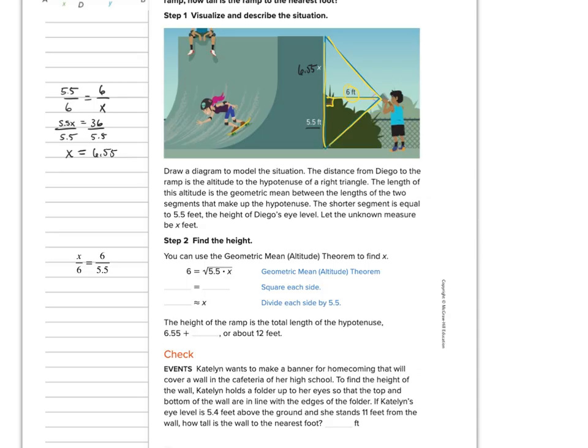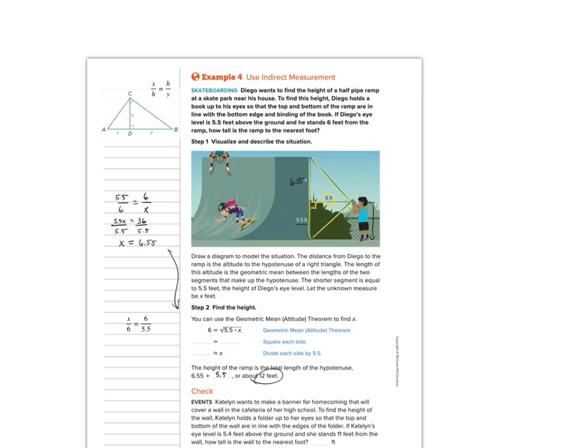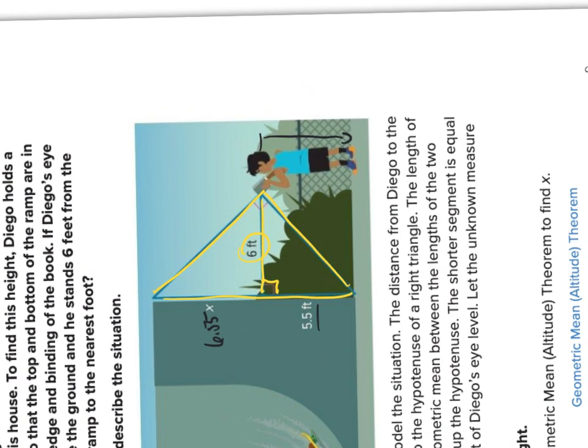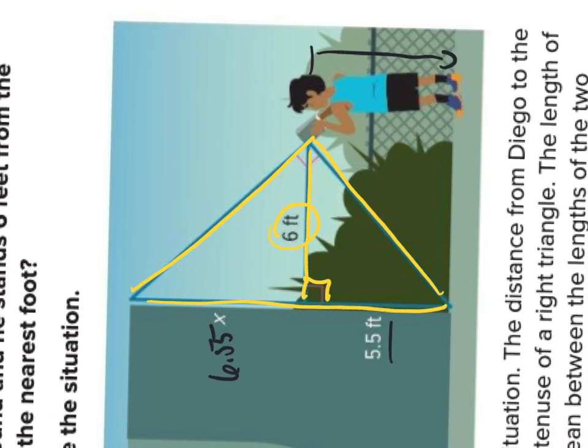And then it says you can use that geometry. We just calculated all that. The height of the ramp is the total length of the hypotenuse, which is 6.55 plus 5.5, because that is how tall he stands. Which is approximately going to be 12 feet. And that's how you come up with that answer. You just had to look at that and say, hey, my right triangle stands on its side, I had to reorient it and think about what I was doing.